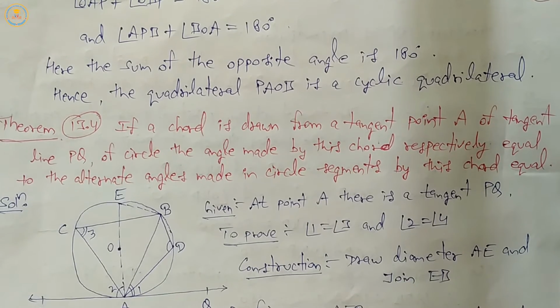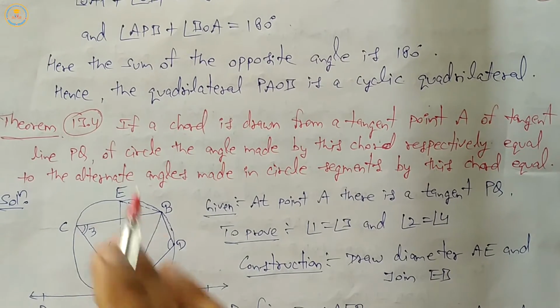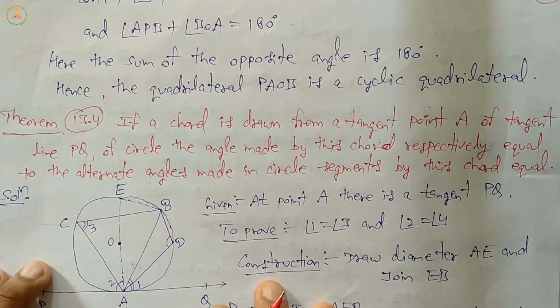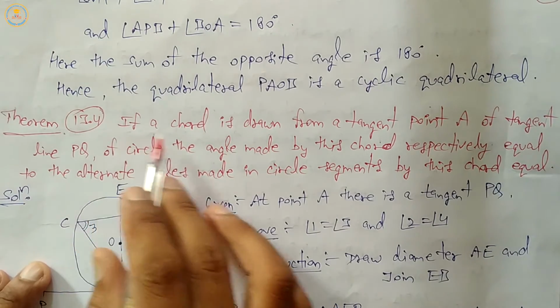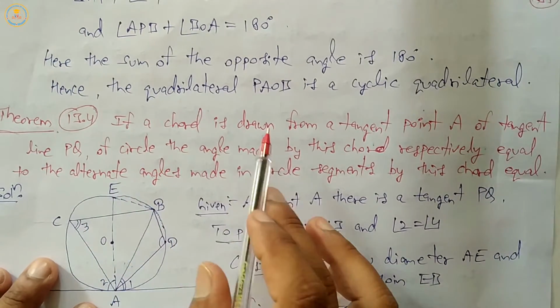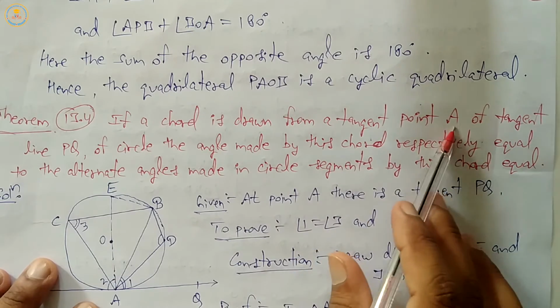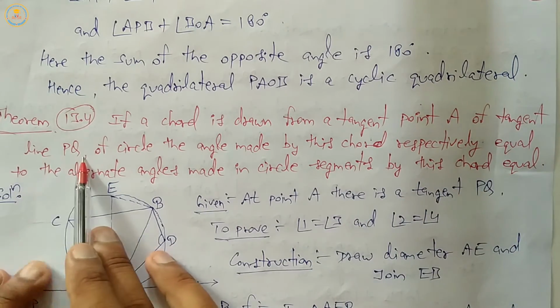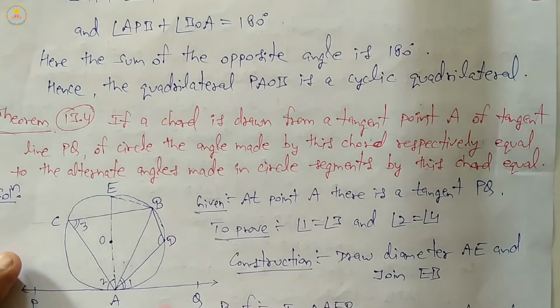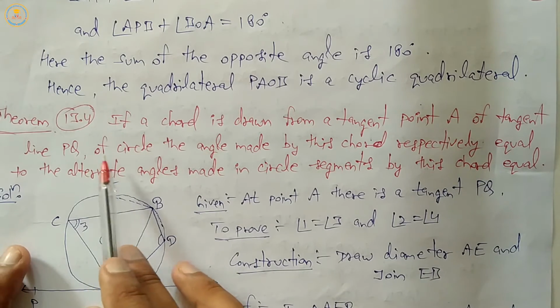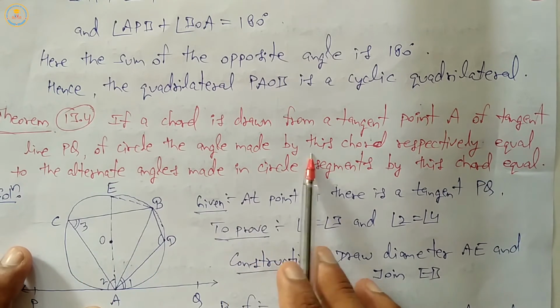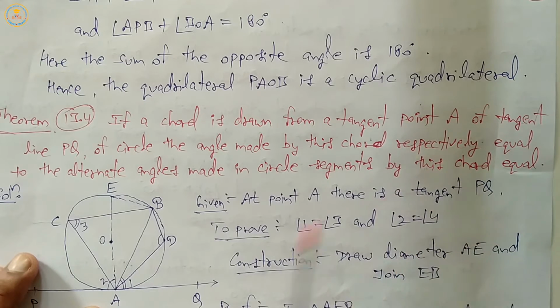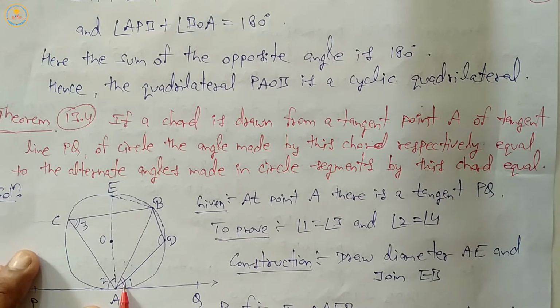Now theorem 13.4. Theorem 13.4 is angles made in the same segment. It means angles made in the same segment are equal. If a chord is drawn from the tangent point A of tangent line PQ, and A is the tangent point of the circle, the angles made by this chord respectively. This one is 1, this is 2, this one is 4.